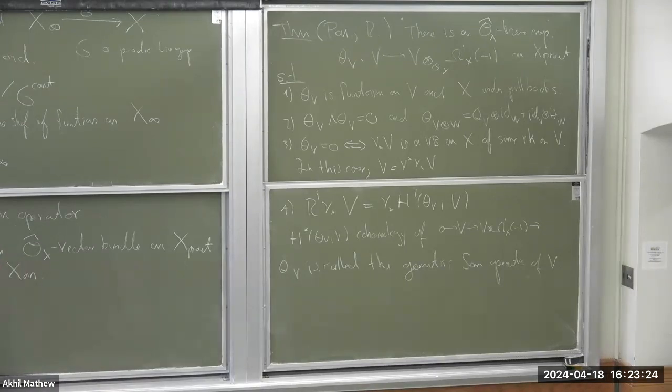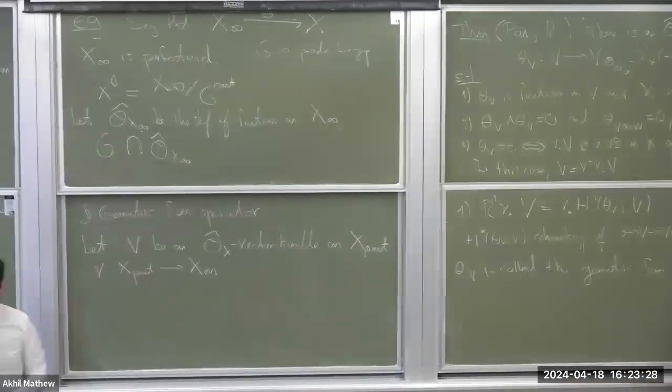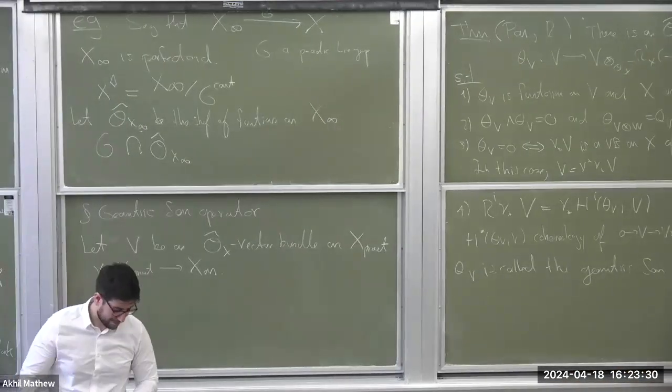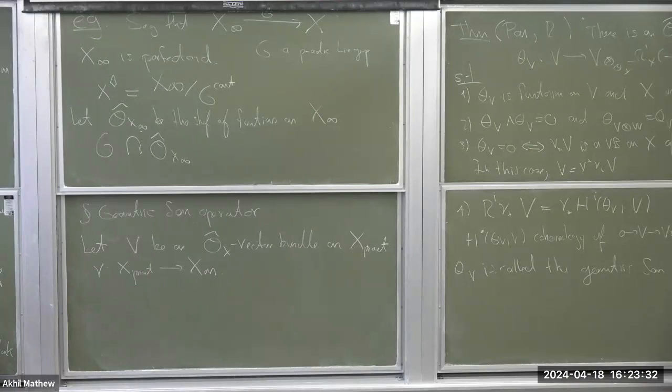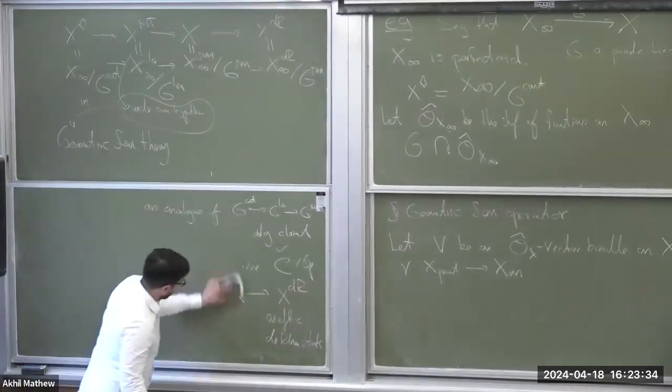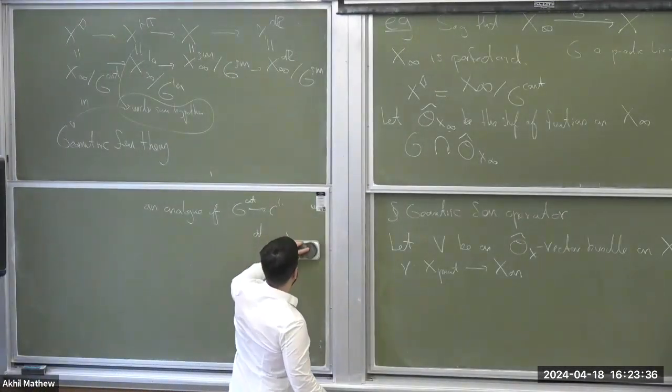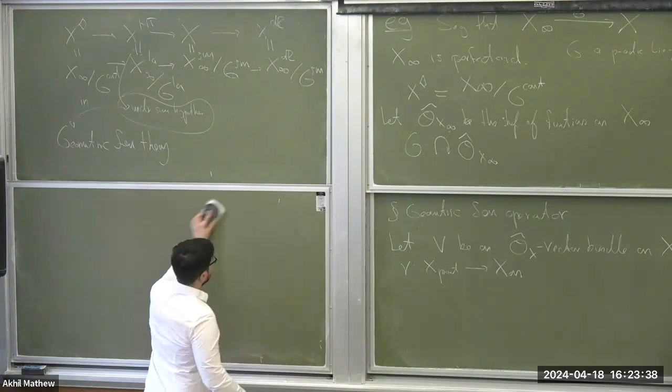In the case when we have a source by a valid group, or how much time do I have left? Just to be sure. At least half an hour. Okay. For when we have a valid group, we can say more. So we get into this one.